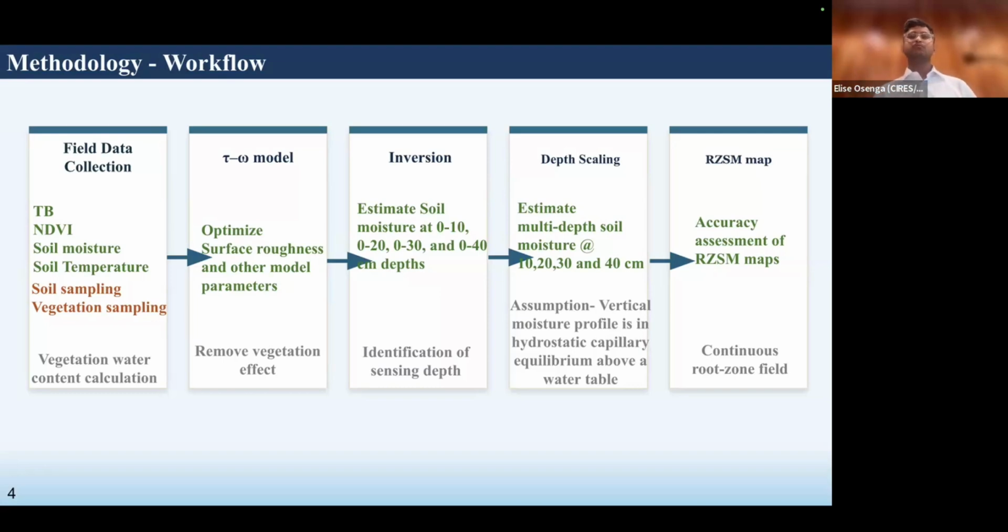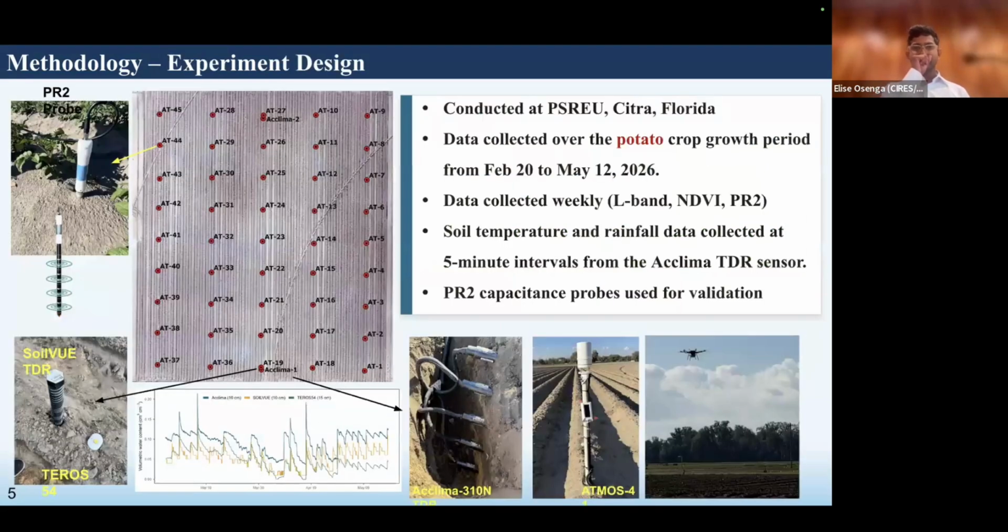Once we convert to soil moisture, we validate it with the weighted average soil moisture we get from the TDR measurements. Based on this, we identify the optimal sensing depth of the L band. Once we have the best depth, we anchor that depth and use it to extend to the soil profile. And then we have the root zone soil moisture maps. So this is the experimental design for the potato field.